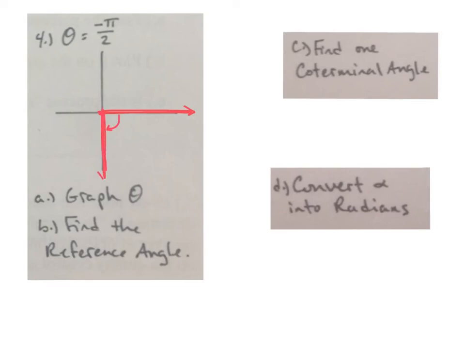And every half pi is going to give us a quadrantal angle, an angle on an axis. So there's our theta. Its reference angle is going to be the angle that it makes with the nearest x-axis. So what angle is that? Well, that's obviously a 90-degree angle. In terms of radians, that's pi over 2. So find the coterminal angle. Take theta, that negative pi over 2, and add one trip around the circle.